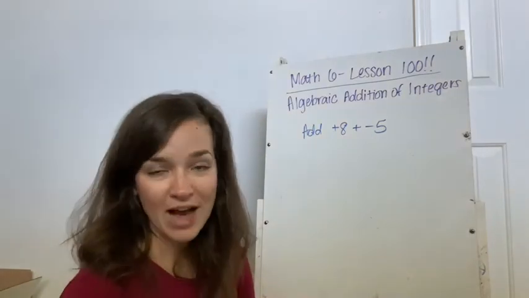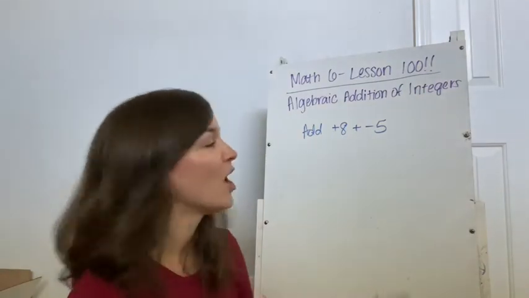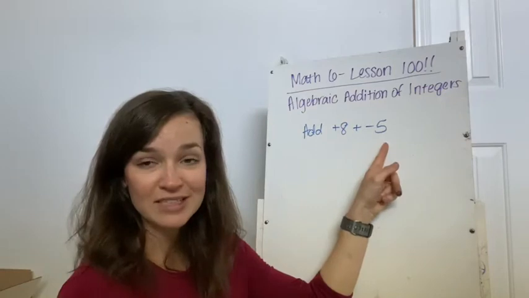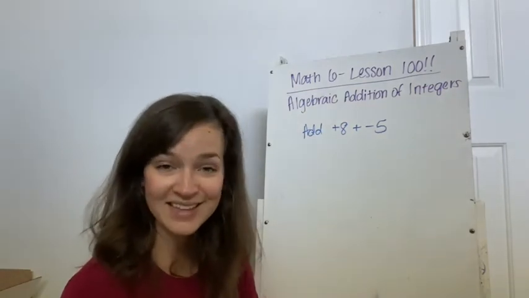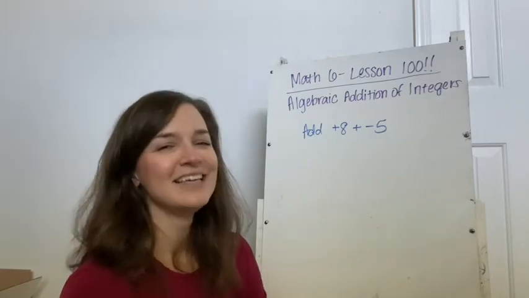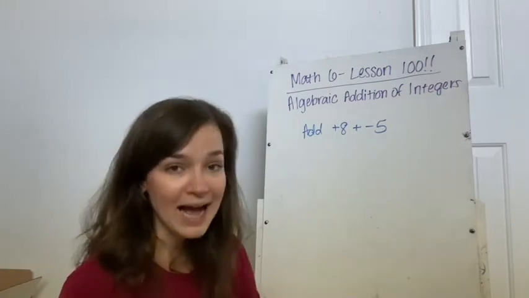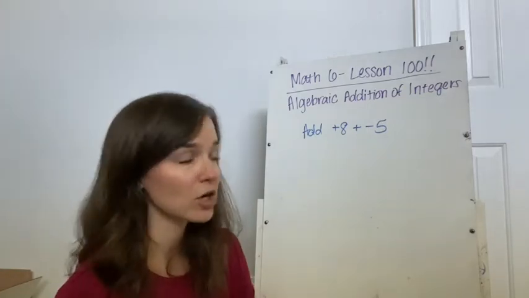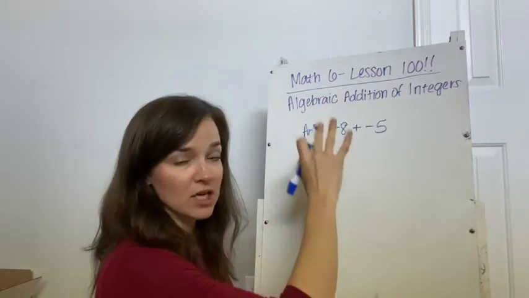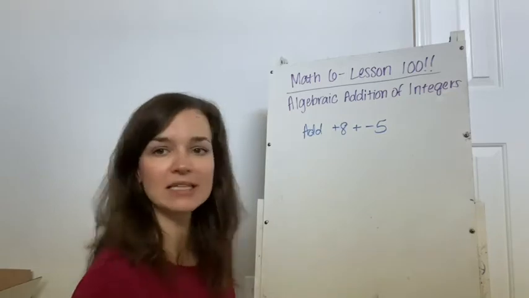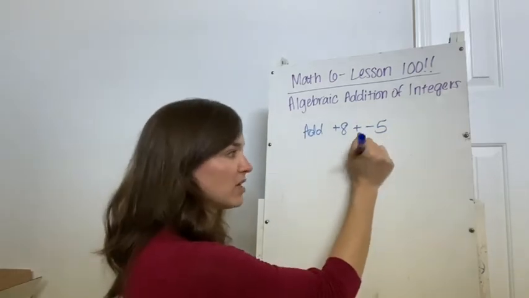Okay, so now my question to you would always be, are we looking at the same signs or different? And you would say, well, this one's positive and this one's negative, so those are different signs. And I would say, good job. So different signs means you subtract and you take the sign of the bigger number. So we're gonna subtract 8 and 5. Don't worry about the signs. You just think subtract. I'm subtracting 8 and 5, which will give me 3.